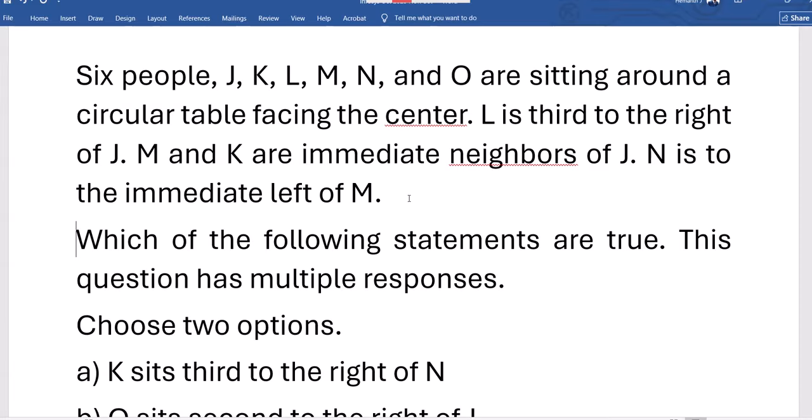Six people are sitting around a circular table facing the center. L is third to the right of J. M and K are immediate neighbors of J. N is to the immediate left of M. Which of the following statements are true?